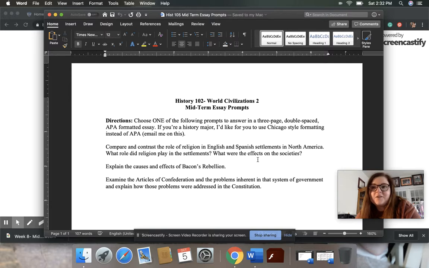I feel like a lot of you guys are kind of experts in the different settlements and how the colonies were different. So I feel like number one is going to be a pretty popular prompt when you're talking about the differences between English and Spanish settlements. You can go with Bacon's Rebellion, or you can talk about the Articles of Confederation, the problems inherent in that system of government, and then explain how the Constitution sought to address those problems, which I think the John Green video also covers really well. And Bacon's Rebellion is covered well in his video too.